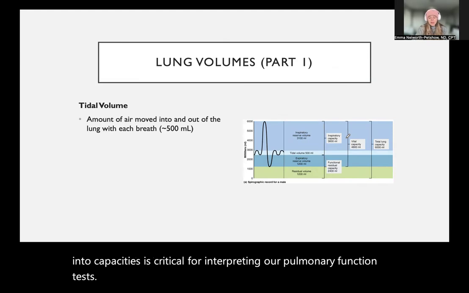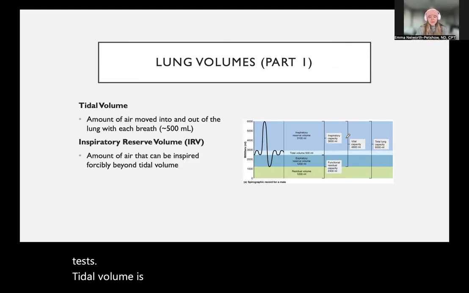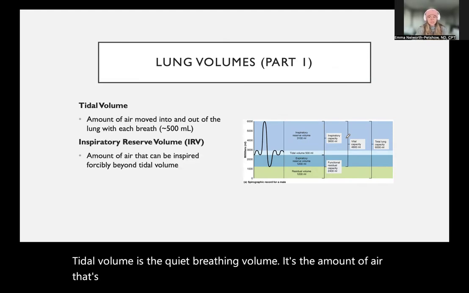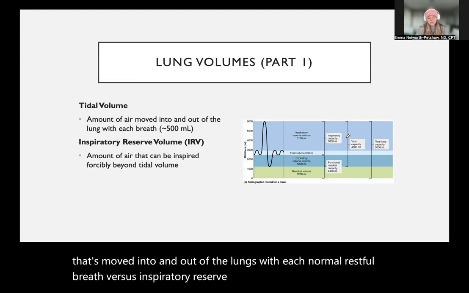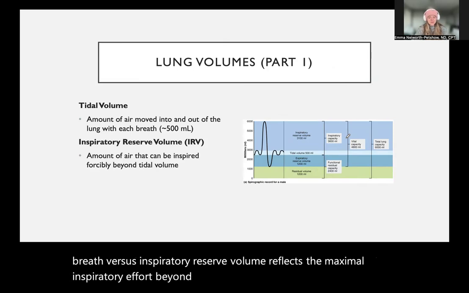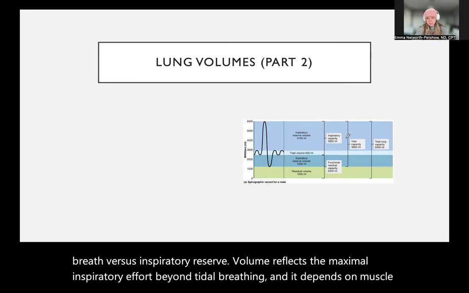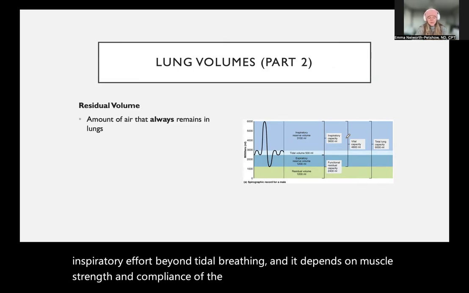Tidal volume is the quiet breathing volume. It's the amount of air that's moved into and out of the lungs with each normal restful breath, versus inspiratory reserve volume, which reflects the maximal inspiratory effort beyond tidal breathing, and it depends on muscle strength and compliance of the lung tissue. Residual volume prevents lung collapse.